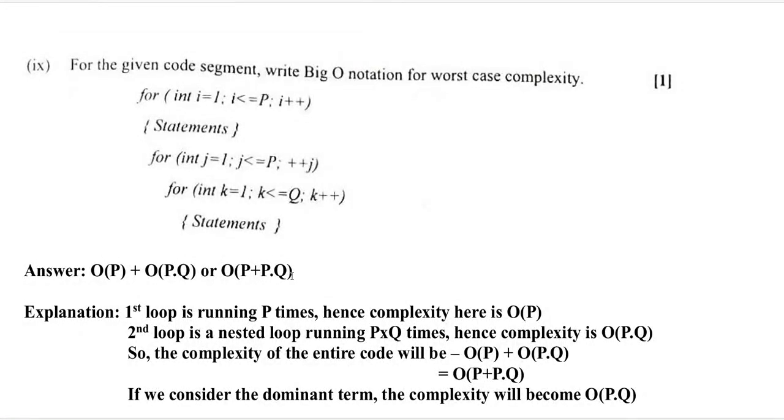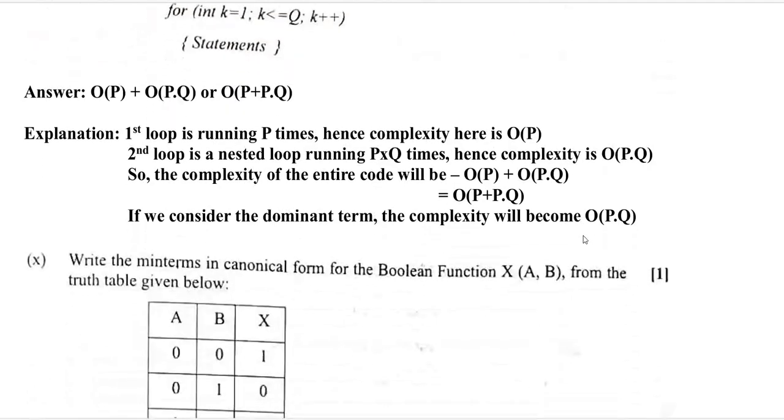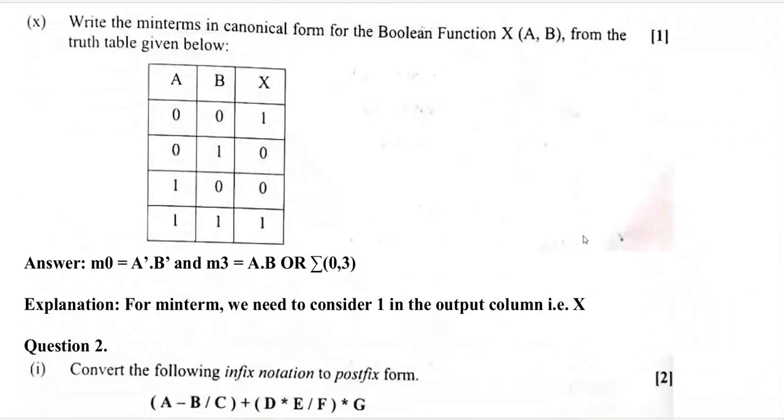Now here one thing to be understood. If I have to take the complexity of the whole statements, we have big O P plus P dot Q. But if we apply the dominant term, P dot Q has a higher dominance over P. Hence, the complexity will become big O P dot Q. Let's move to the next one.